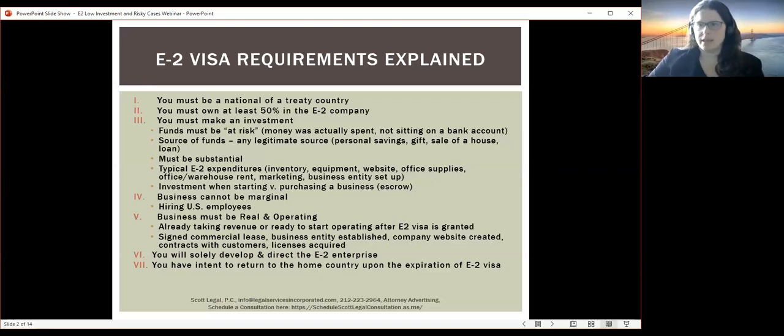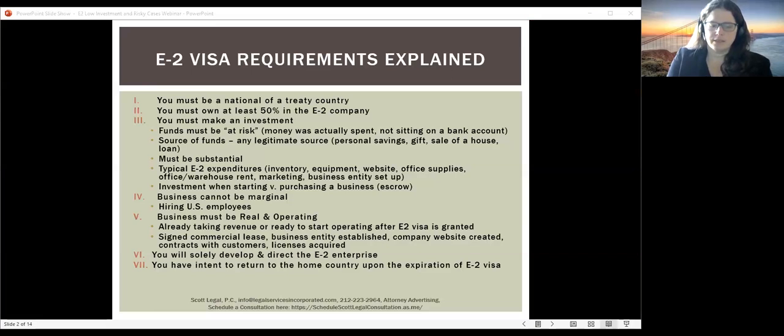This means that the investment cannot be just transferring a lump sum of money to a personal or business bank account. The money actually has to be spent on various startup expenditures to get the business to be operational. Or if you're purchasing a business, the money can be sent to the seller, or can be sent to an escrow agent to be released to the seller upon approval of the E-2 visa. This investment also has to be substantial.